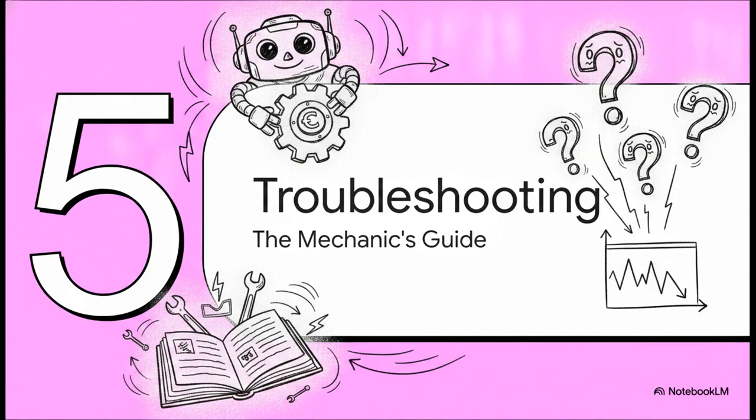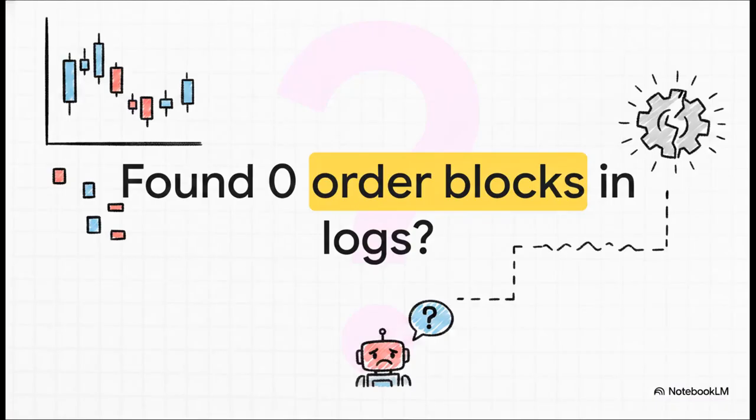Finally, Part 5, Troubleshooting. Let's open up the Mechanics Guide. Because let's be real, when you hand your capital over to a robot, any unexpected behavior causes instant panic. Here's the first common scenario. You turn the EA on, everything looks totally fine, but the system logs are telling you it can't find a single order block. Your chart is totally empty of those visual blue and red rectangles, and you might start thinking the engine is just completely broken.